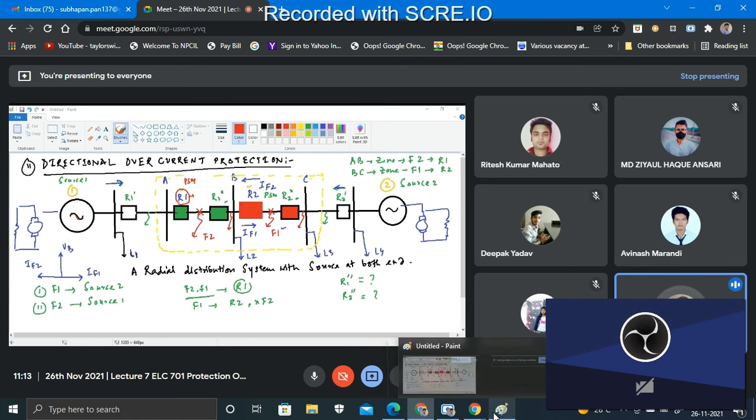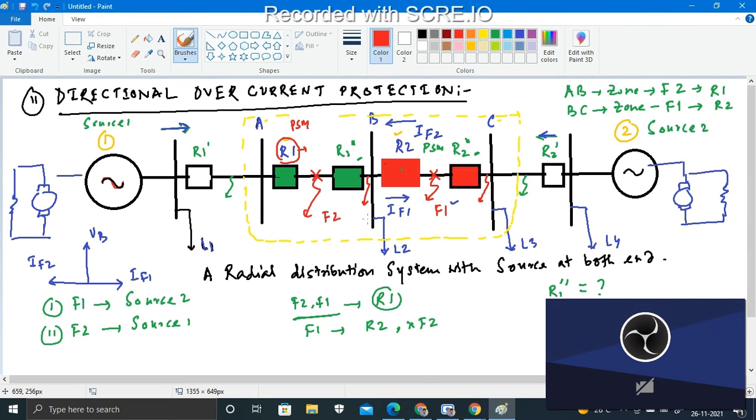So, what will be the need of this particular R1 double dash and R2 double dash? If any such kind of fault occurs beyond the zone of R1, beyond the capability of R1, then for those cases we need to implement one more relay over here, and another relay over here also, because each and every relay has some limitation, that means some zone of protection.